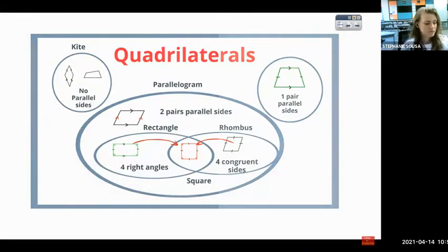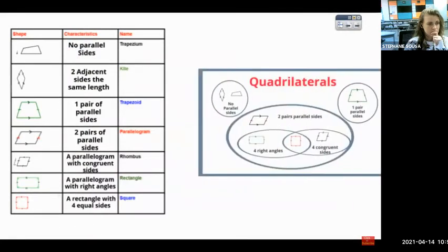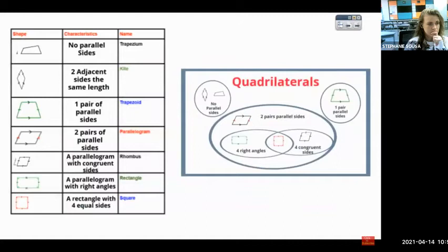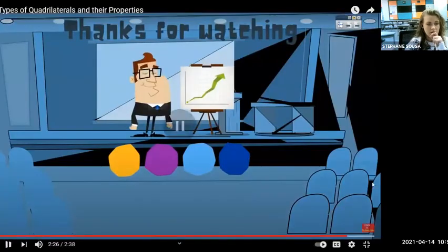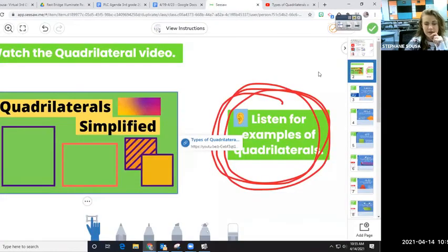So, in summary, you can look at it using this chart, and as you move down the chart, it gets more specific. Or you can use a Venn diagram. I hope that helps in classifying quadrilaterals. If you'd like to know more about quadrilaterals, this playlist will help.